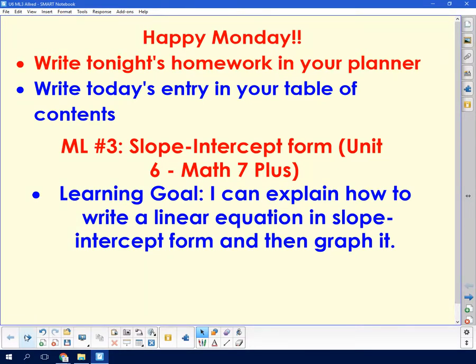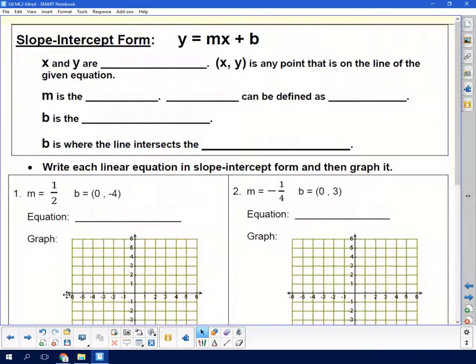Okay, we're going to look right here at slope-intercept form. We're going to start these notes right now with the Batman soundtrack in the background. So I hope that you are really, really intense and focused on this right now.